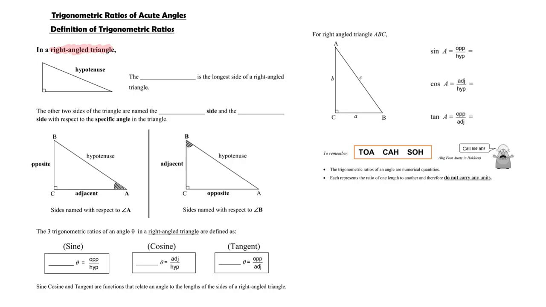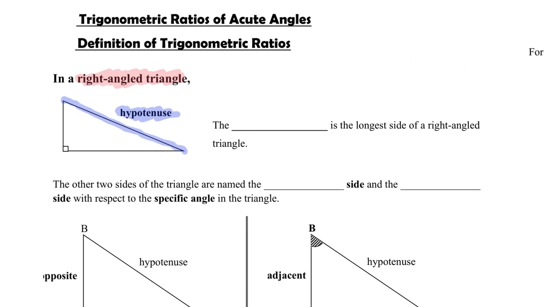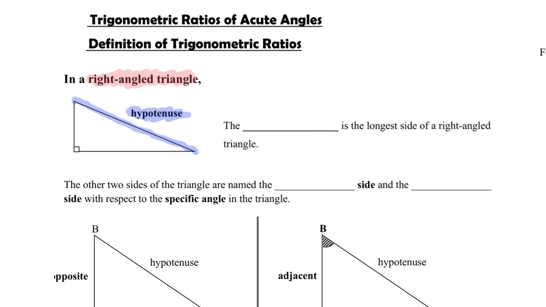The very first step to this topic would be, we need to know the names of the sides. The first side that we are going to look at is the longest side of a right angle triangle. I'm going to zoom in now. And the name is given by hypotenuse. The key letter here is H.